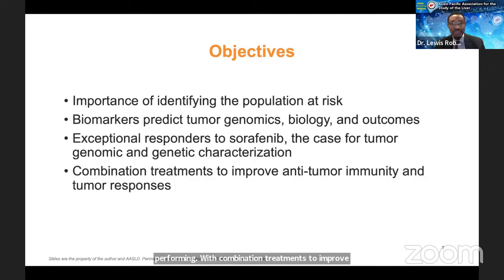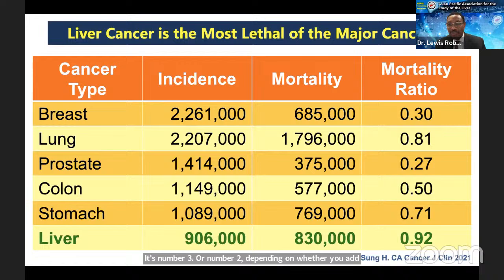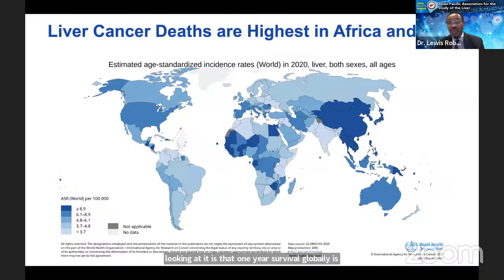So liver cancer is the most lethal of the major cancers, and I think we all recognize this from the WHO reports. Of the major cancers, it's number 6 in incidence, but in mortality, it's number 3, or number 2, depending on whether you add colon and rectum together. And when we look at the mortality ratio, we see that globally, 92% of patients diagnosed with liver cancer will be deceased within a year of diagnosis. So the mortality ratio is very high. The other way of looking at it is that one-year survival globally is only 8%. So we have work to do to improve outcomes of our patients with liver cancer.